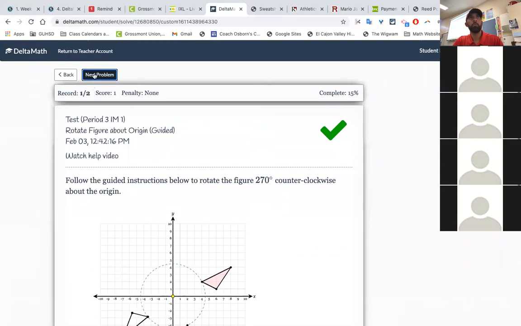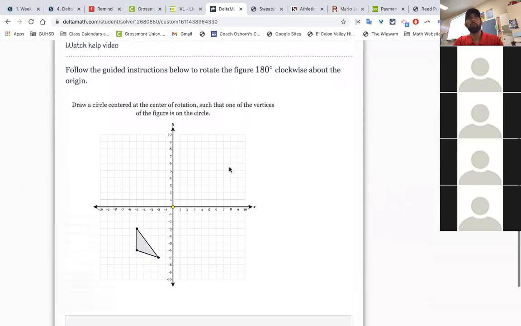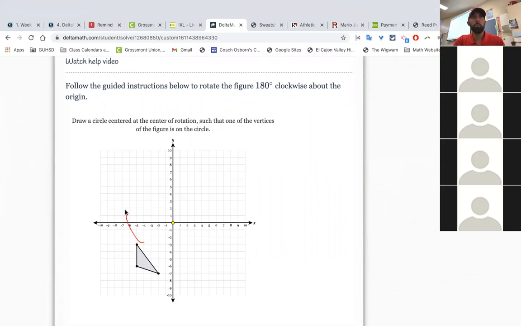Okay, let's try one more. So now again, we're going 180 degrees, and it says clockwise, which, if you guys remember, pay attention to which direction it's telling you to go. Clockwise would mean I'm going from here to there, this direction. Think about it, the way a clock rotates, right?